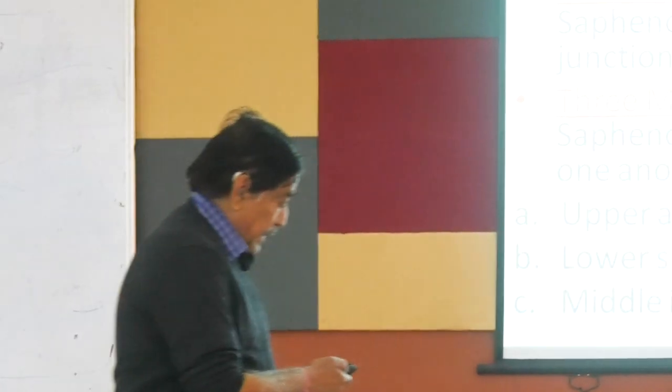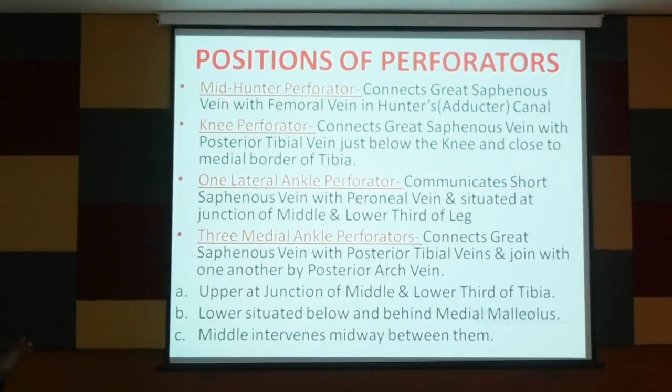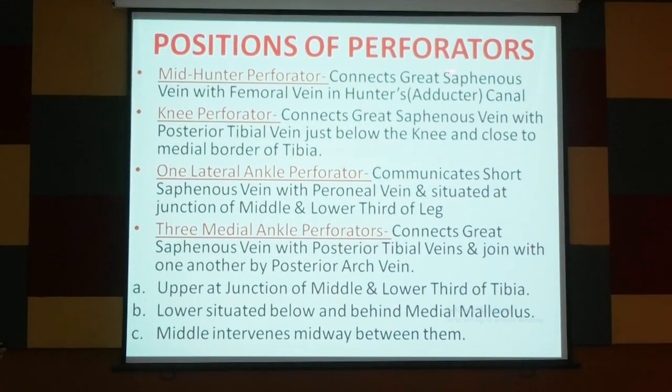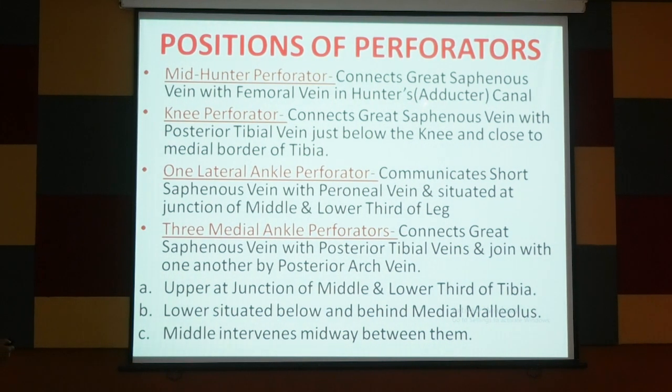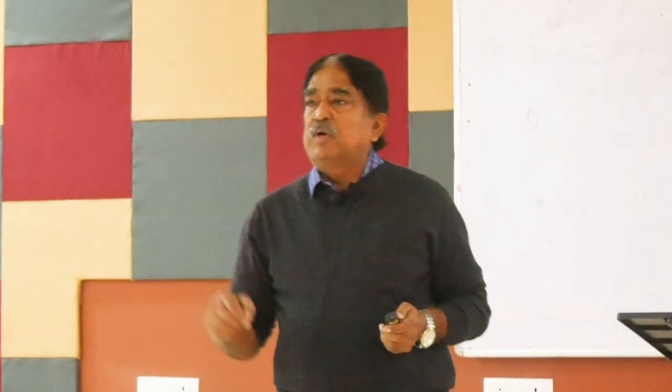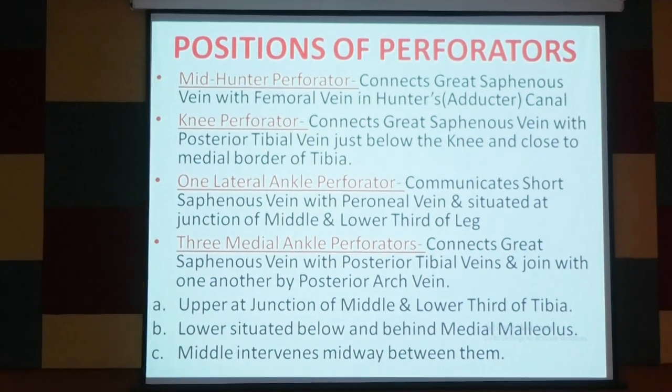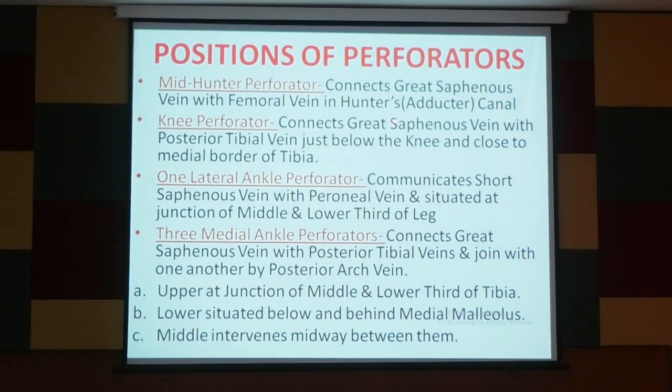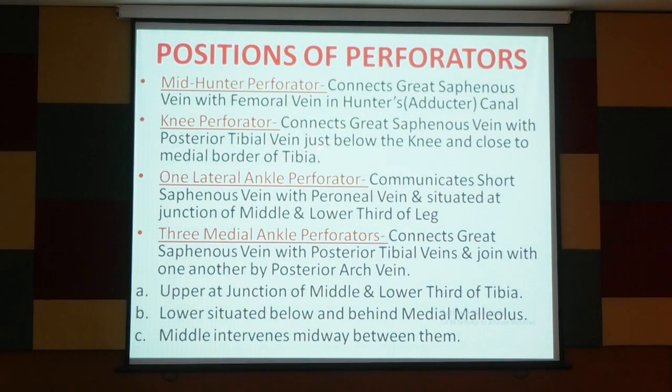And see now the positions of the perforators. The mid-thigh perforator connects the great saphenous vein with the femoral vein in Hunter's adductor canal. When you dissect the thigh, there will be the canal, known as the adductor canal, the adductor muscles forming that canal, and it is named after John Hunter, who dissected it out; it is John Hunter's adductor canal. Now, the knee perforator connects the great saphenous vein with the posterior tibial vein just below the knee and close to the medial border of the tibia.